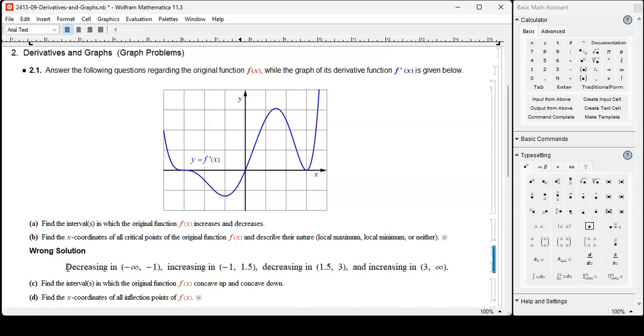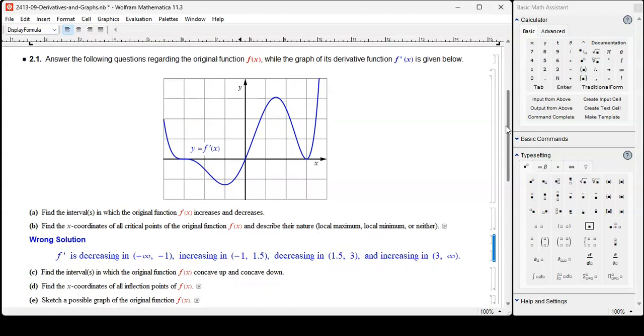So this thing is completely wrong solution with respect to part A and part B, but still remember this. So f prime is decreasing and increasing, etc. like that. Now let's go to part C and part D.